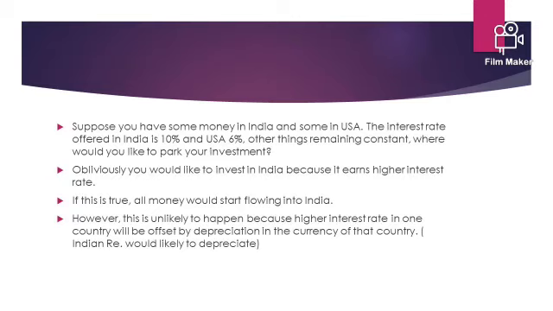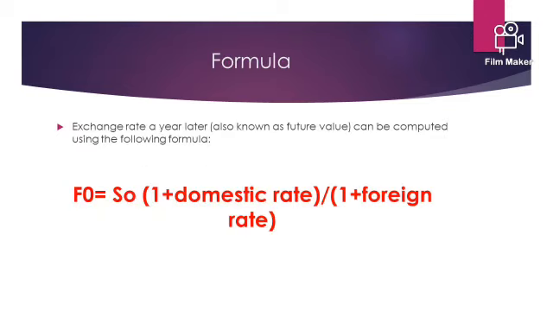Now we'll go with the formula and then one example. Here is the formula of IRPT. You can say the theoretical value of the forward rate can be identified. F0 stands for forward rate, S0 stands for spot rate between the two countries, domestic interest rate divided by foreign interest rate. So the formula goes like this: forward rate can be found by spot rate multiplied by 1 plus domestic interest rate divided by 1 plus foreign interest rate. So this is the formula.